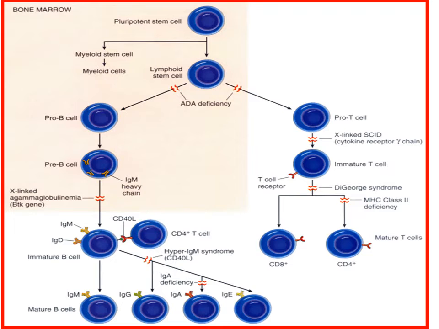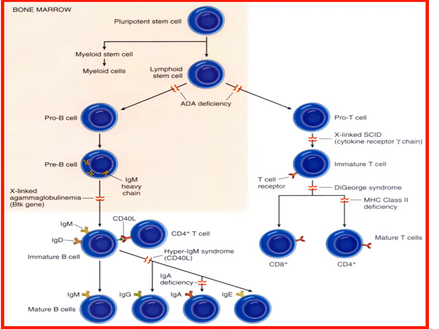Now B cells, if there is a defect at the level of differentiation of pro-B cell into immature B cell, in which it has immunoglobulins attached on its surface, it is as a result of Bruton tyrosine kinase gene deficiency that results in X-linked agammaglobulinemia, and there will be no immunoglobulins and further differentiation of immunoglobulins in the body and a defective immune response against certain pathogens.